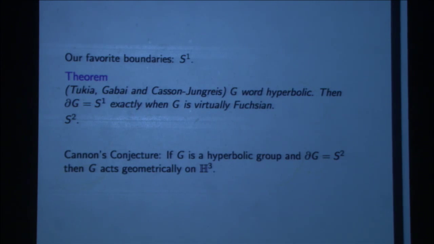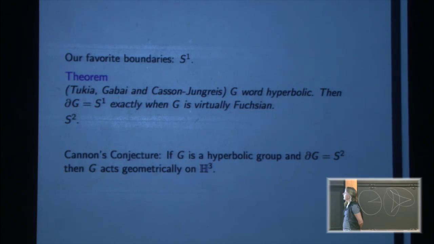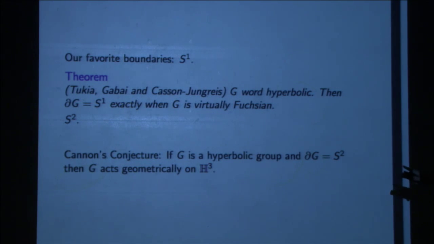So this is a source of many important conjectures. I'm going to talk about a more specialized situation, but let me just go over some of the main conjectures and results. It's a big result due to Tukia, Gabai, and Casson–Jungreis, that if I have a hyperbolic group and its boundary is S1, one of our favorite boundaries, that happens exactly when G is virtually Fuchsian, so it acts on H2. All right, so S2 is Cannon's conjecture. If G is a hyperbolic group and the boundary is S2, then it acts geometrically on H3. That's still open.